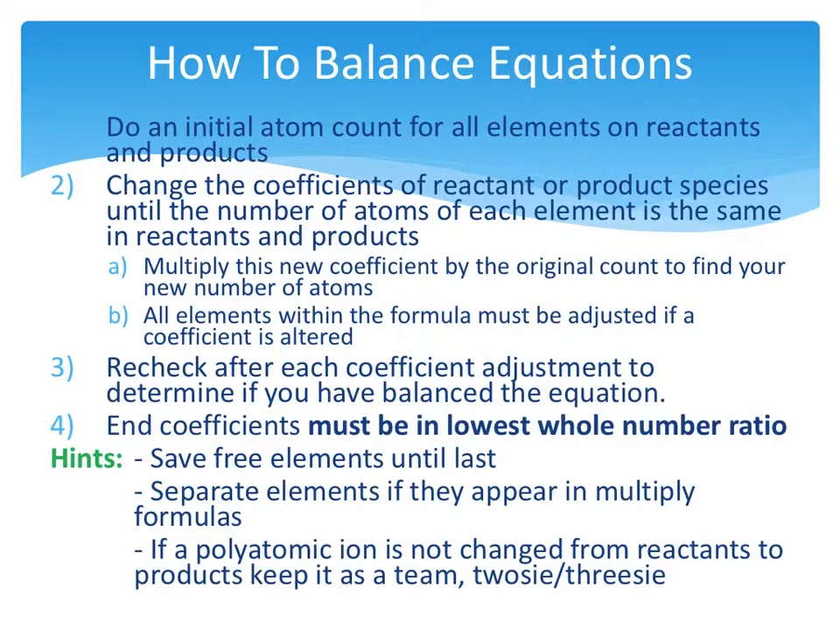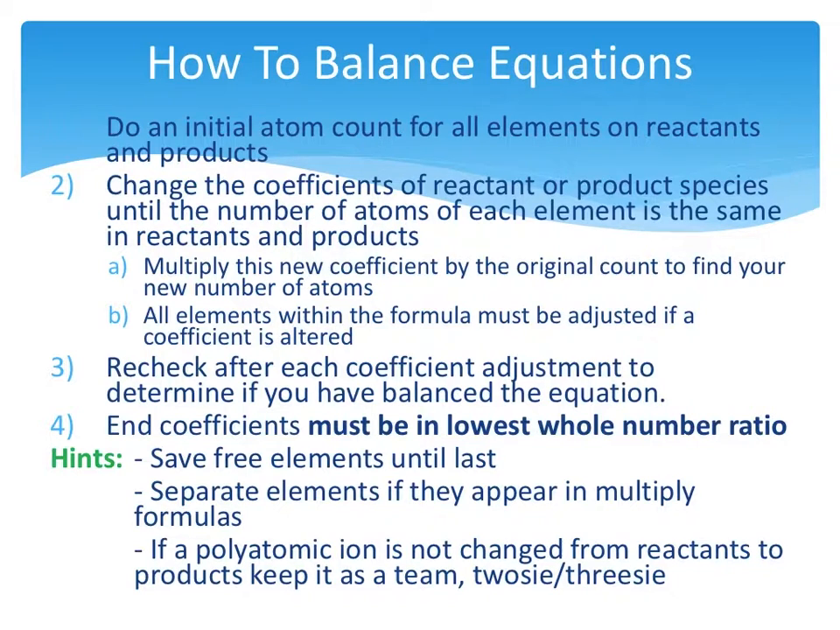In the end, our coefficients must be in the lowest whole number ratio. You've seen that before. There are some hints here. Save free elements, in other words, if an element stands by itself, like sodium, potassium, oxygen, things like that, we save them for last because they're the easiest to balance. We're going to separate elements if they appear in multiple formulas, and I'll show you what that means in a minute.